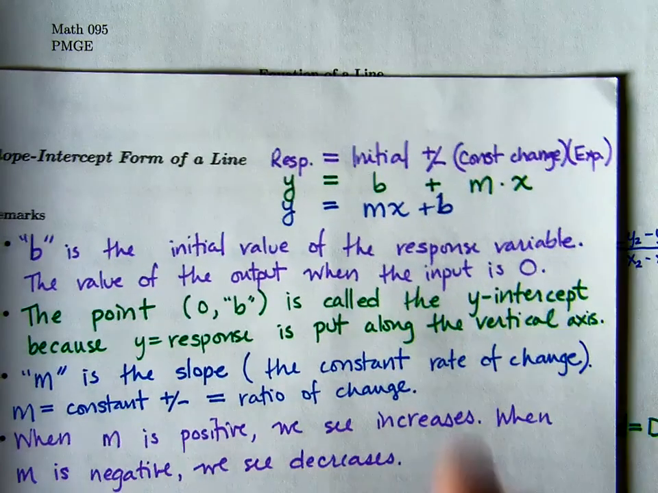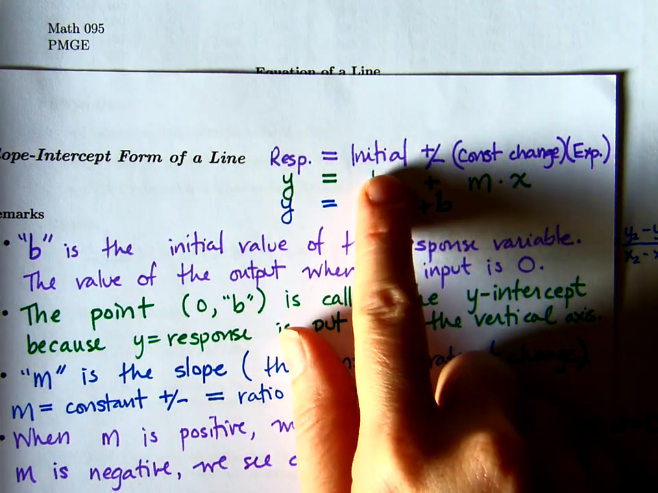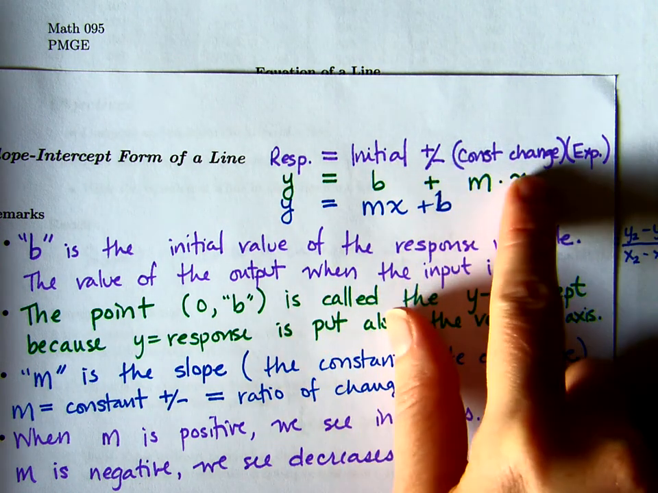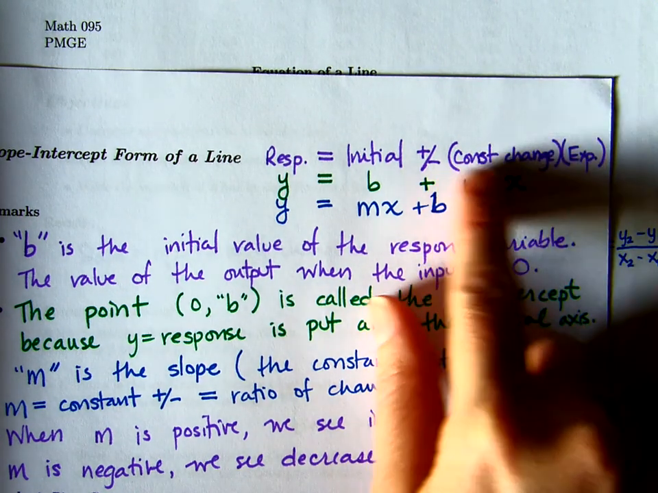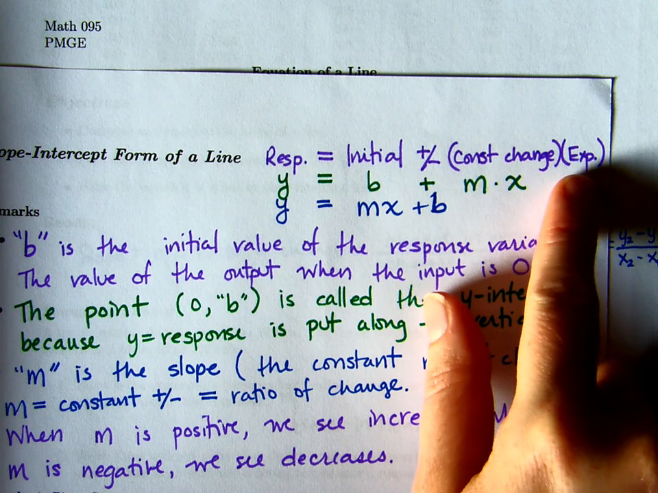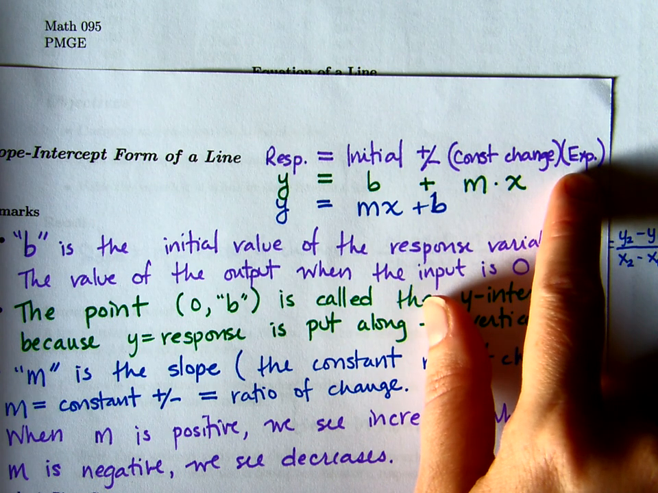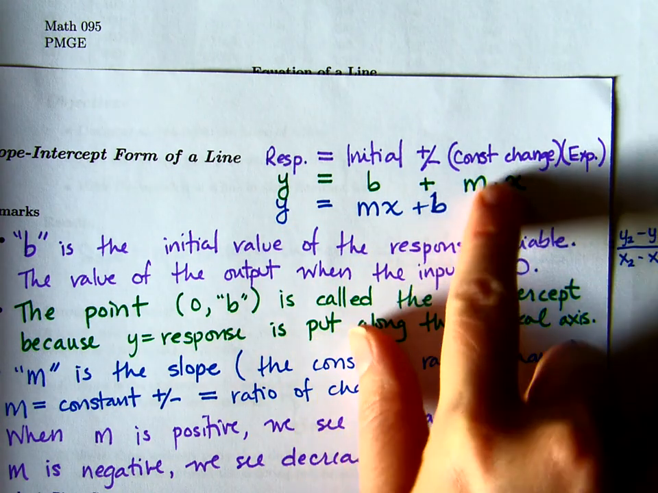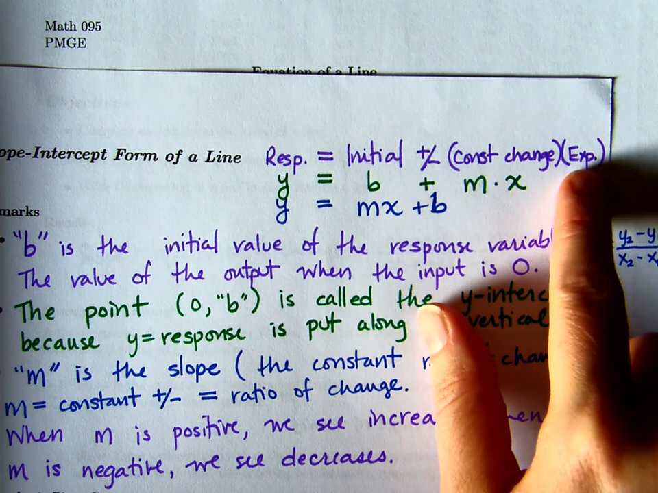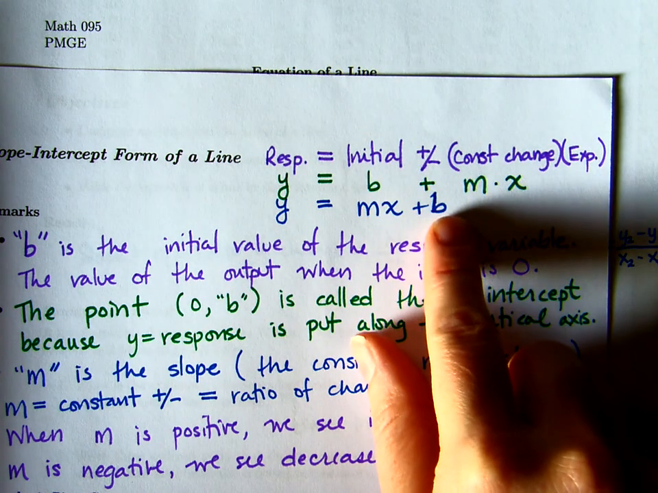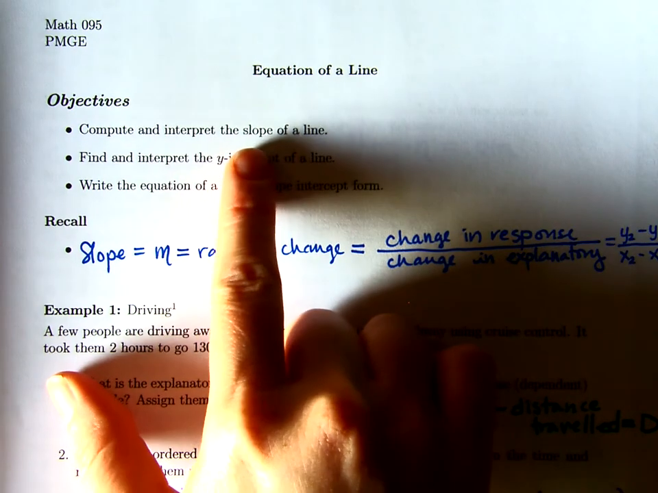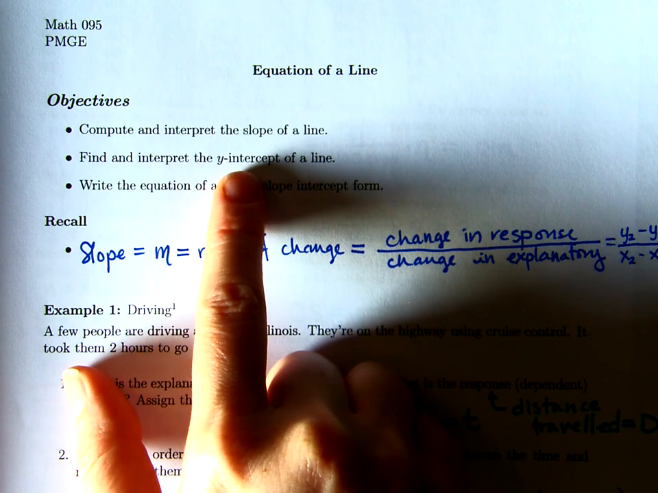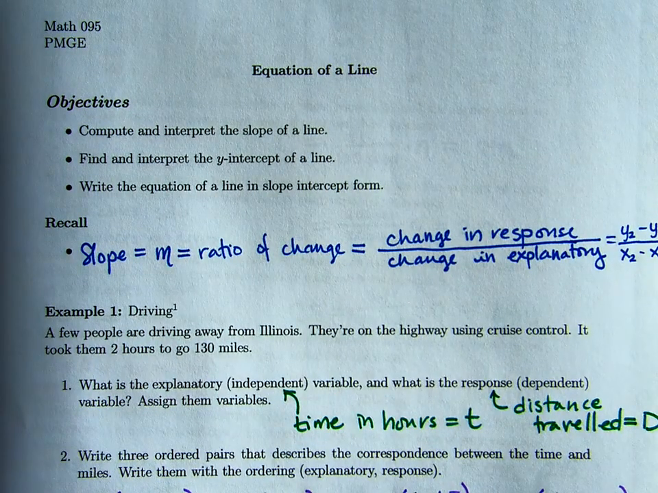Back to this. When we're thinking about it in terms of a given situation, it's easiest for me to think it's the initial value plus or minus the constant rate of change, or the constant change, times however many times it happens, which is the number of the explanatory variable. And if you rearrange this, you get y equals mx plus b, where m is the rate of change, x is the explanatory variable, and the initial is the b. So we use the slope, which is the ratio of change. We use the y-intercept, which is the initial value, and we use that to write our equation of the line.